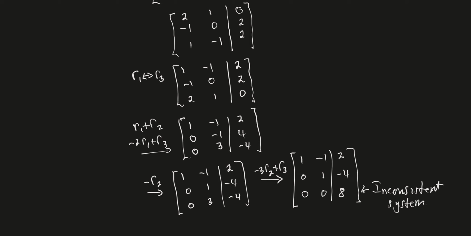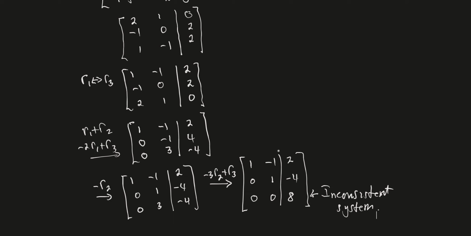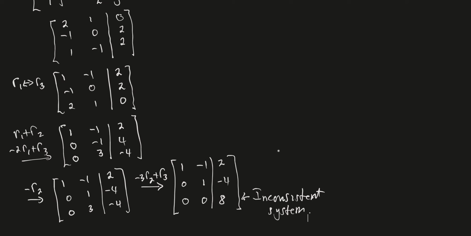Right? But we weren't asked about the system. We were asked something a little bit deeper. We were asked about the span. So what we can say, let me scroll over just a little bit more, is that our vector 0, 2, 2 is not an element in the span of these two vectors.